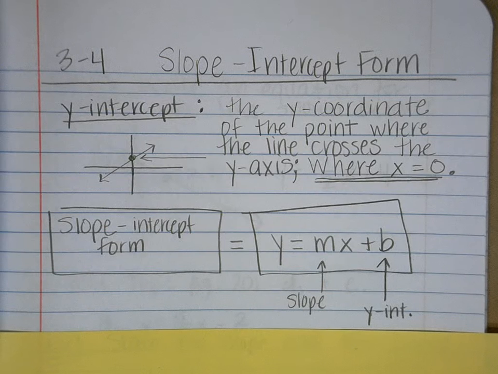So again, the m still stands for slope. That's always in front of the x. And the b stands for y-intercept. The y-intercept can be positive or negative, so you could have y equals mx minus b as well. And we'll do some of those today.